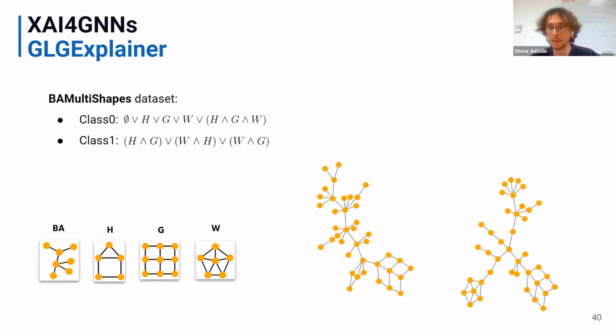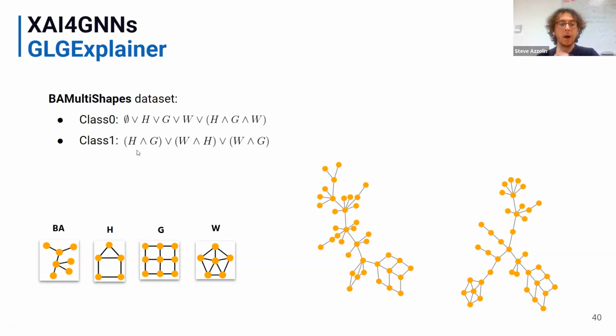And before closing this presentation, I'd like to give another example of how these logic formulas can give insights and help you in debugging your model. This example is based on a toy dataset called the multi-shapes dataset, which is composed of random Barabasi-Albert graphs, sampled independently for every sample that you want to add to the dataset. Then the graphs of class 0 are attached to one of those motifs that are depicted here. So you can attach either a house or a grid or a wheel.